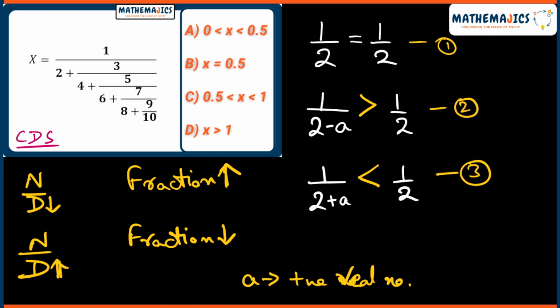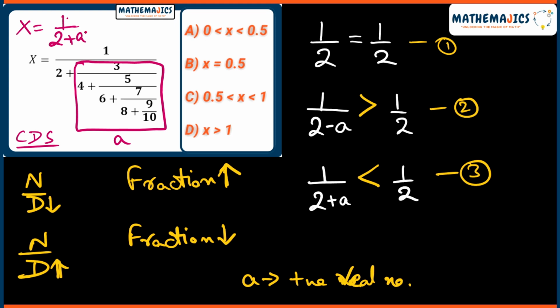Now let's come back to the question. Look at this part. If you look carefully, all the numbers in this part are positive. I don't know the value of this whole part, but I know it will be positive because all the numbers are positive. So can I rewrite it as x equals 1 by 2 plus a? Yes, I can write it like this. I don't know the value of this part, I'm assuming it to be a. So my question turns out to be 1 by 2 plus a.